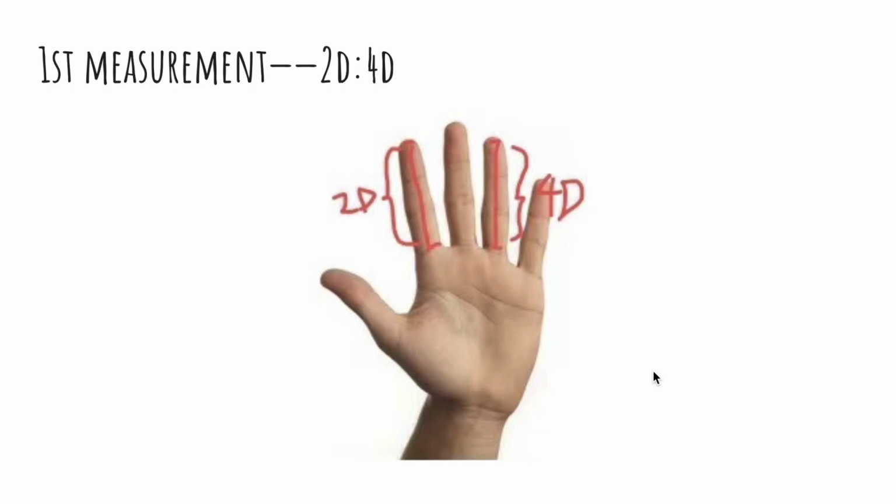Same for 4D: you take a ruler and measure the length of your ring finger from the top of your palm all the way to the tip of your ring finger. And then you divide the 2D length by the 4D length. The smaller the ratio is, the more masculine you are.